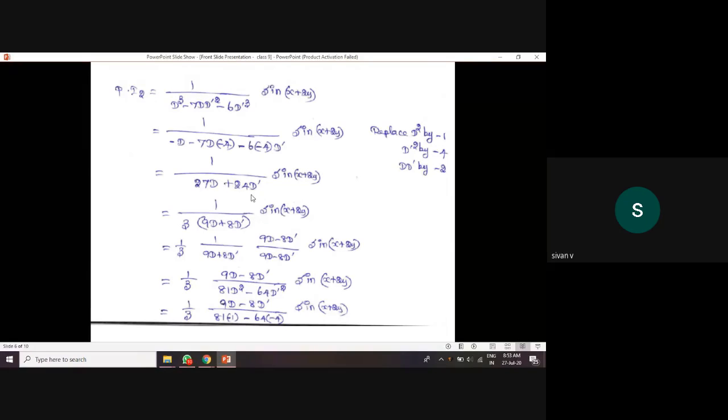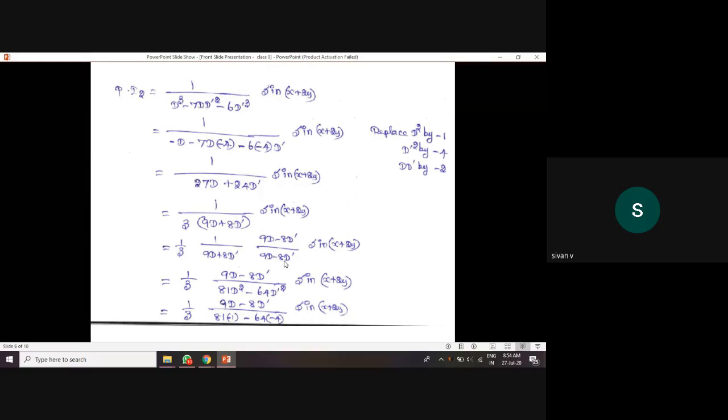So the denominator has two terms: one is D and another one is D dash. Take the conjugate, but before that, take the common values outside. D is common, so we took it outside. The rest of the part is 1 by 9D plus 8D dash. And take the conjugate here. After finding the conjugate, 9D minus 8D dash by 9D minus 8D dash.